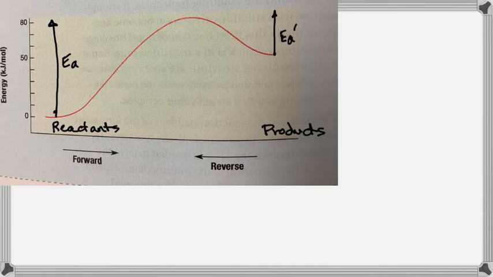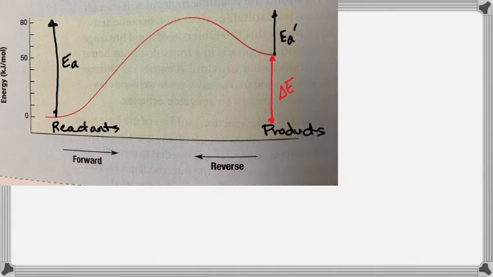Change in energy, that is going to be the difference between where we've got our reactants and our products. So change in energy right here, delta E. And now it wants us to go back and determine the actual values for the forward reaction and reverse reaction, how much energy is involved, EA and EA prime. So let's go look at those.